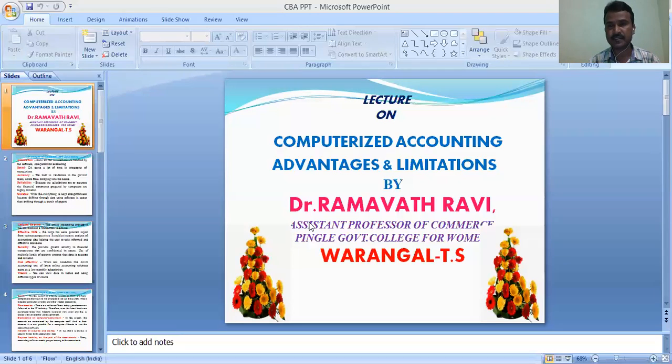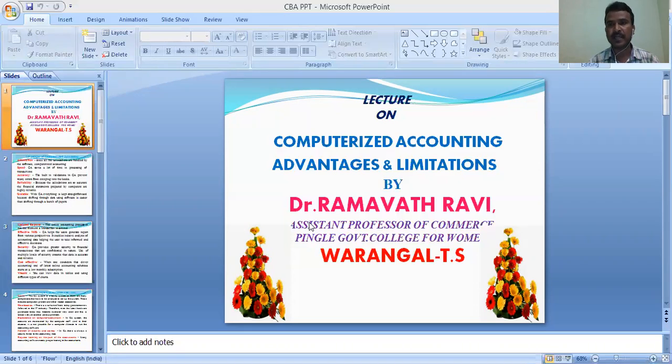In any business, they have to record their financial transactions in a systematic manner. That's accounting: recording, classifying, summarizing, finalizing, and preparing the statements and submitting the reports to the users inside and outside of the society.